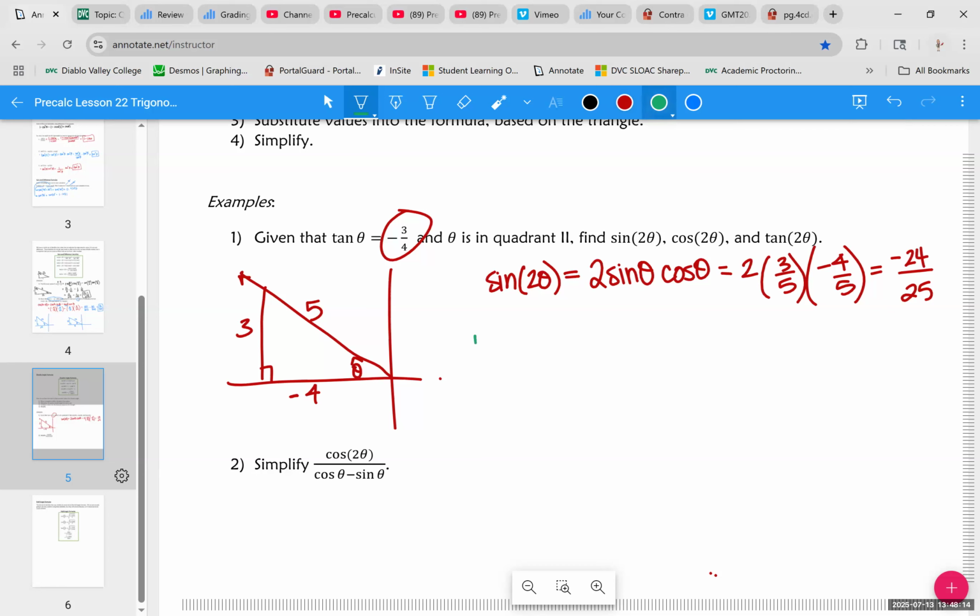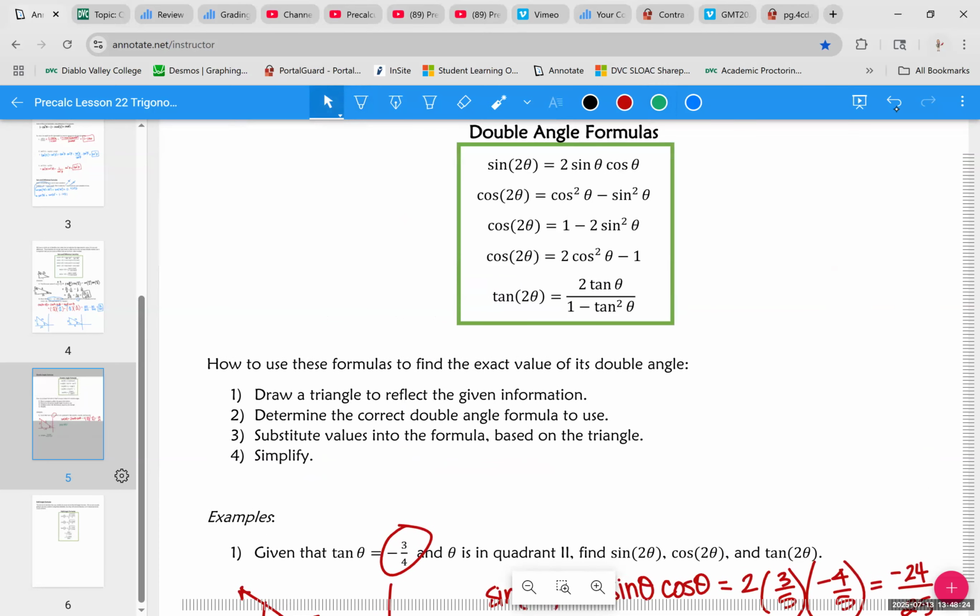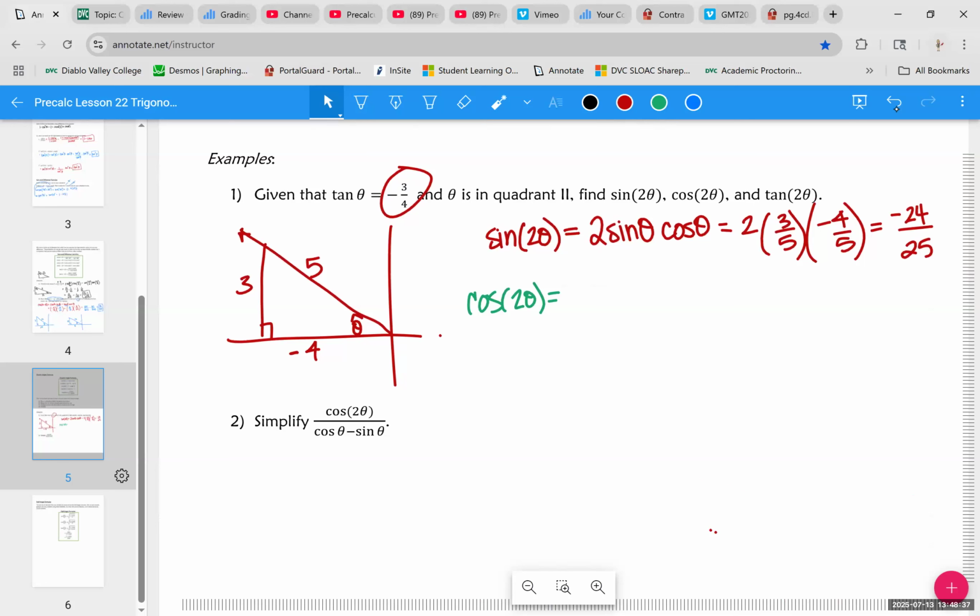The cosine of 2 theta, I have 3 choices of what I want to use. I could use any of these 3 formulas. I'm going to choose to use the first one here because since the cosine and sine are both going to be fractions, if I use cosine squared minus sine squared, they will have a common denominator already. So I already identified up here what the cosine and the sine were. So I need to do cosine squared minus sine squared.